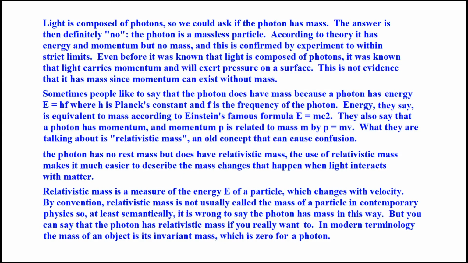The use of relativistic mass makes it much easier to describe the mass changes that happen when light interacts with matter. Yeah, because they want to use that specifically for special relativity, where they accelerate something at close to the speed of light. Continuing here, the relativistic mass is a measure of the energy of a particle, which changes with velocity. Again, sounds like they're confusing it with weight. Because if you're going to move something, you're talking about different locations. Weight is location specific, not mass.